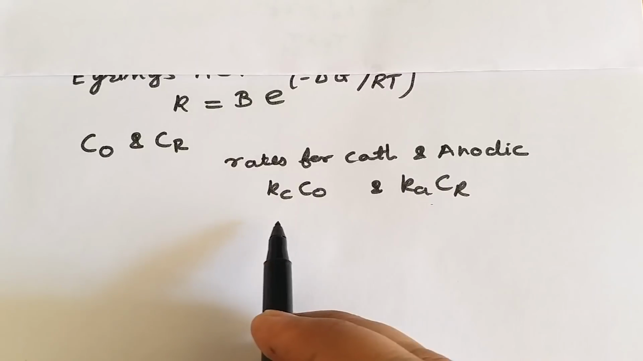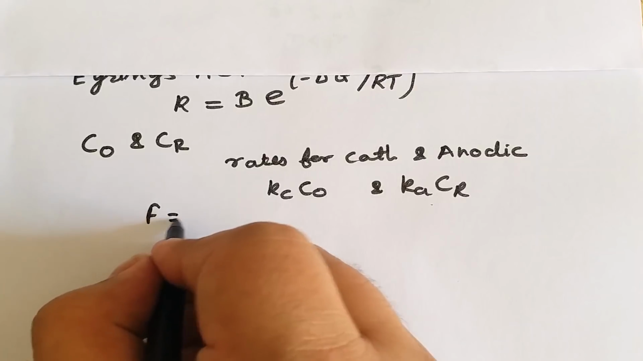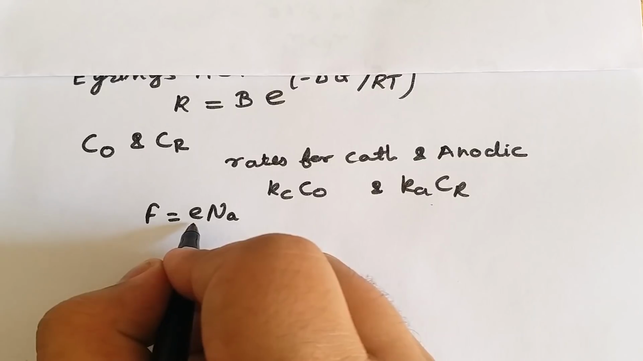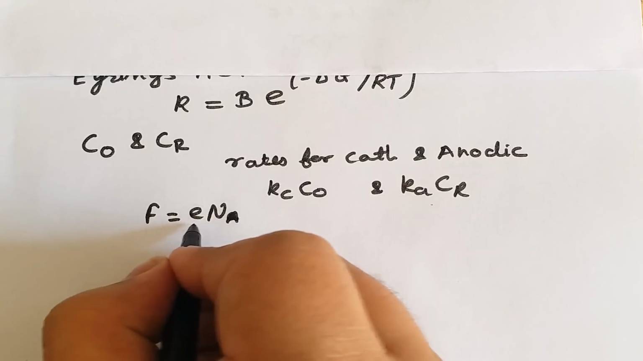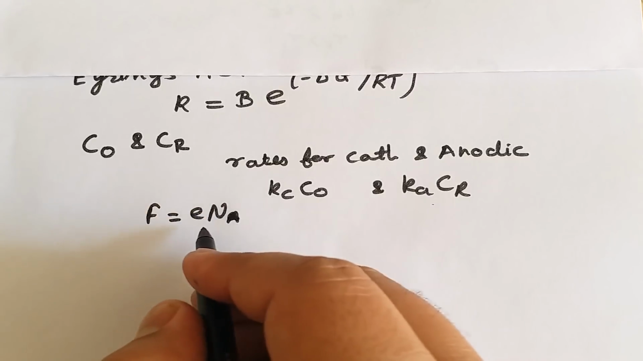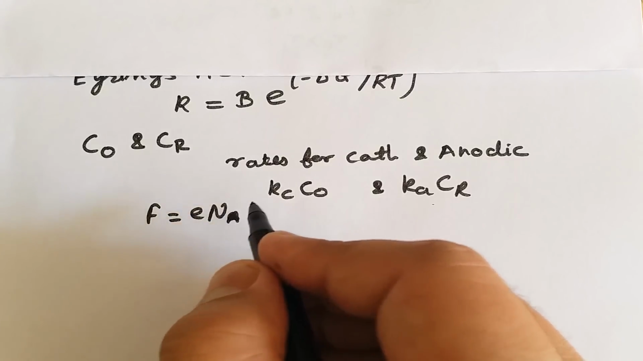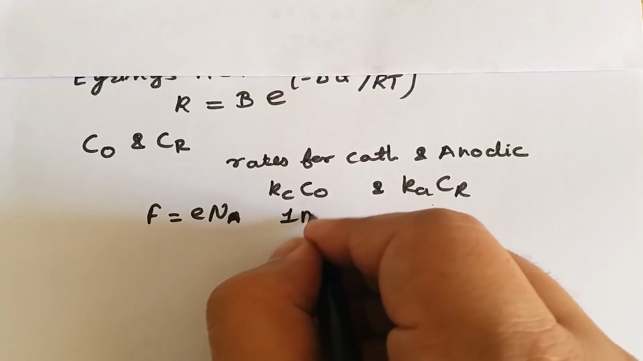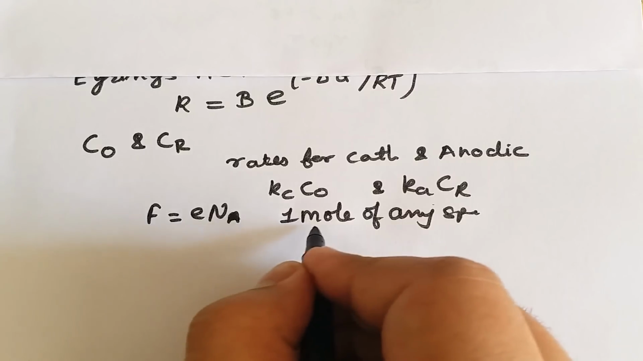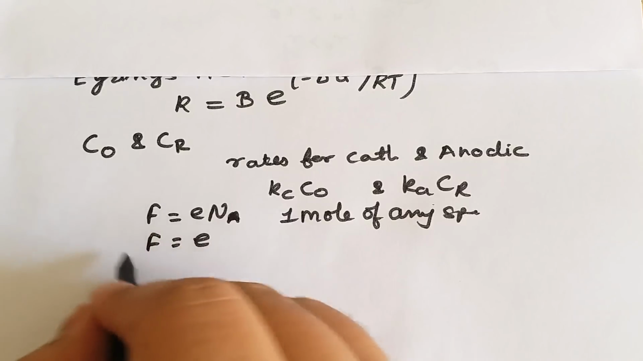In any process, the magnitude of the charge transfer is given by F = e Na, where F is Faraday's constant, e is the charge, and Na is Avogadro's number. If we are considering 1 mole of any species, then Avogadro's number will be equal to the number of moles n, which is equal to 1, and ultimately we will have F equal to e, that is, Faraday's constant will be equal to the charge.